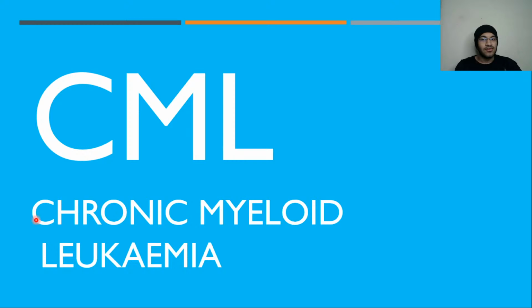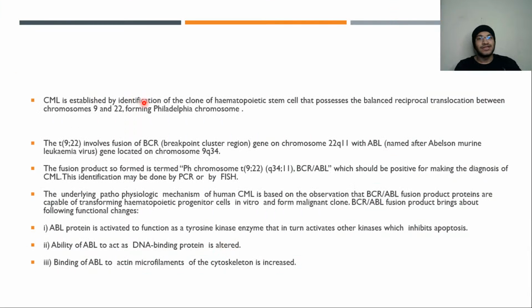And now is the time to discuss CML, chronic myeloid leukemia, right? So guys, CML is established by the identification of the clone of the hematopoietic stem cell that possesses the balanced reciprocal translocation between chromosome 9 and 22, forming the Philadelphia chromosome. So the keyword here is the reciprocal translocation.